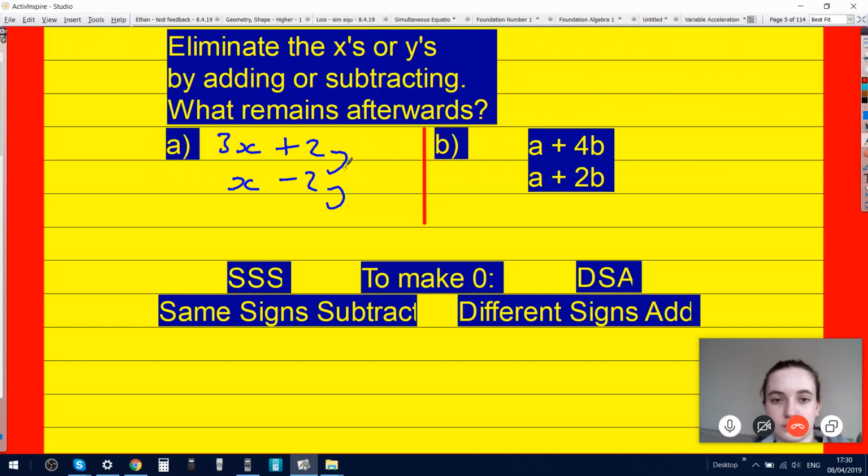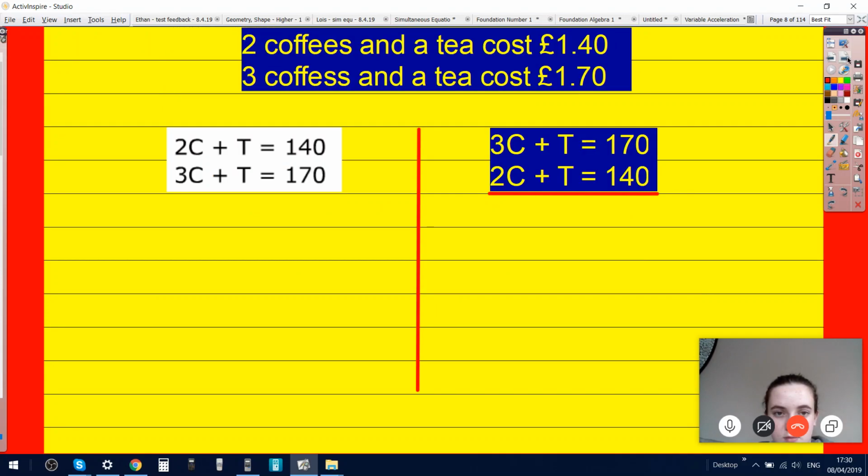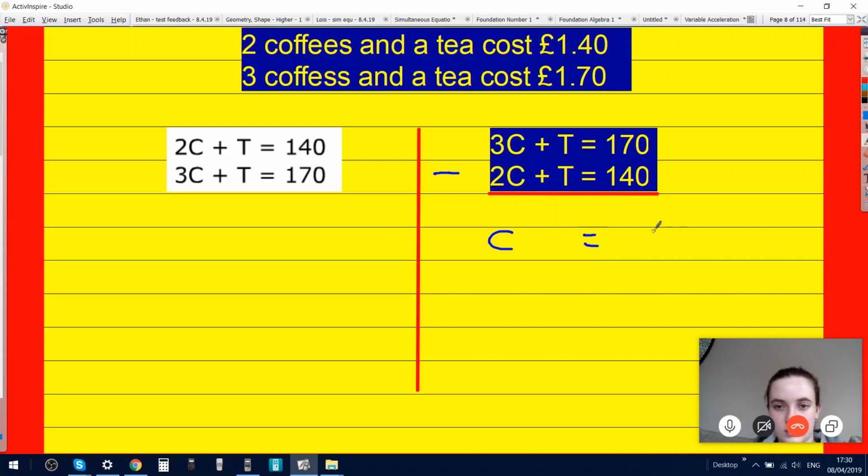How would you eliminate the y's for this one? You just add them. How would you eliminate the a's from this one? Subtract. Yeah. How would you do this one on the right? Subtract them. What do you get? C equals 30.